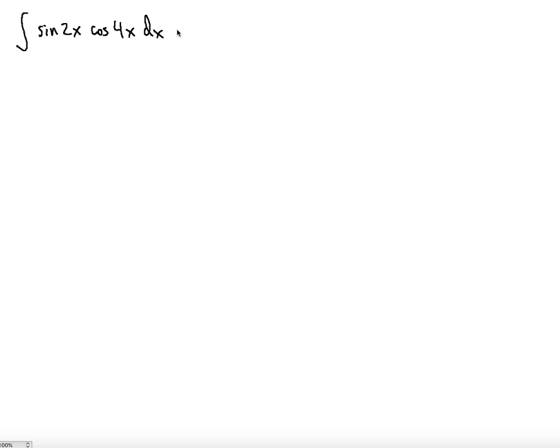To find the antiderivative of sine 2x multiplied by cosine 4x dx, first you're going to use the way to add the angles. Precisely, you're going to use the coefficients 2 and 4 in the following way. You're going to set this equal to 1/2 of the integral of sine of (2 plus 4)x plus sine of (2 minus 4)x dx.